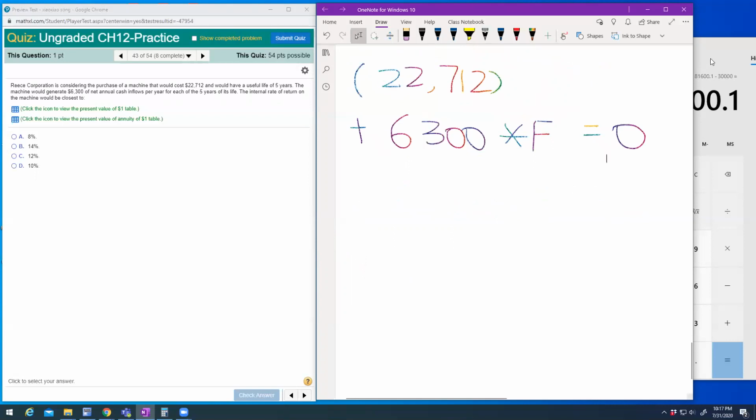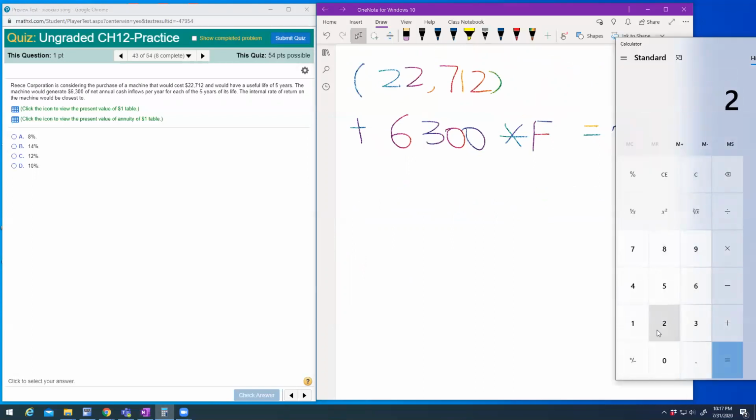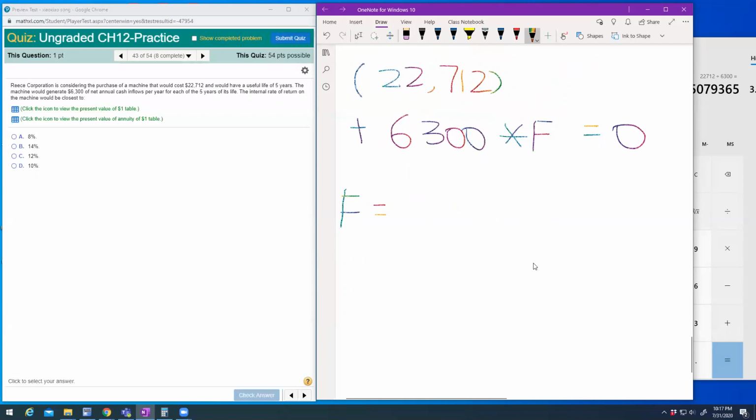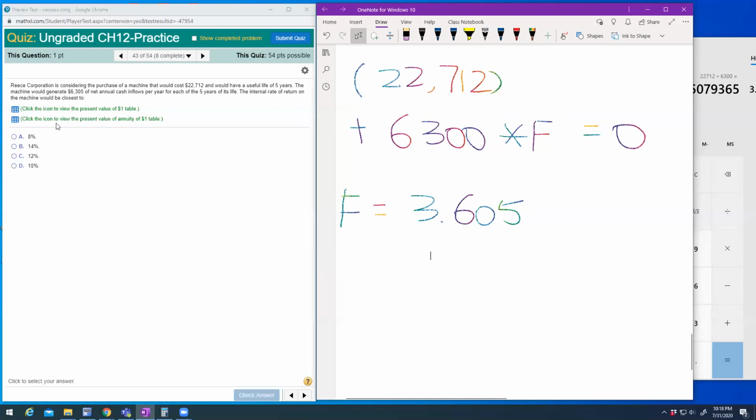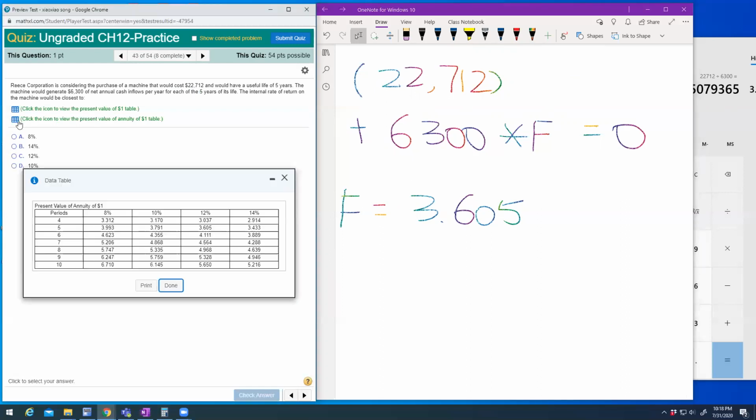So our first step is we need to get the discount factor. 22,712 divided by 6,300, you get a discount factor of around 3.605. Now we look at the table. We have these two tables, and you know it has to be the annuity because you get it for each of the next 5 years. So 5 years, your discount factor 3.605. You look up. What's the return? You get 12%. That's it. You got 12%.